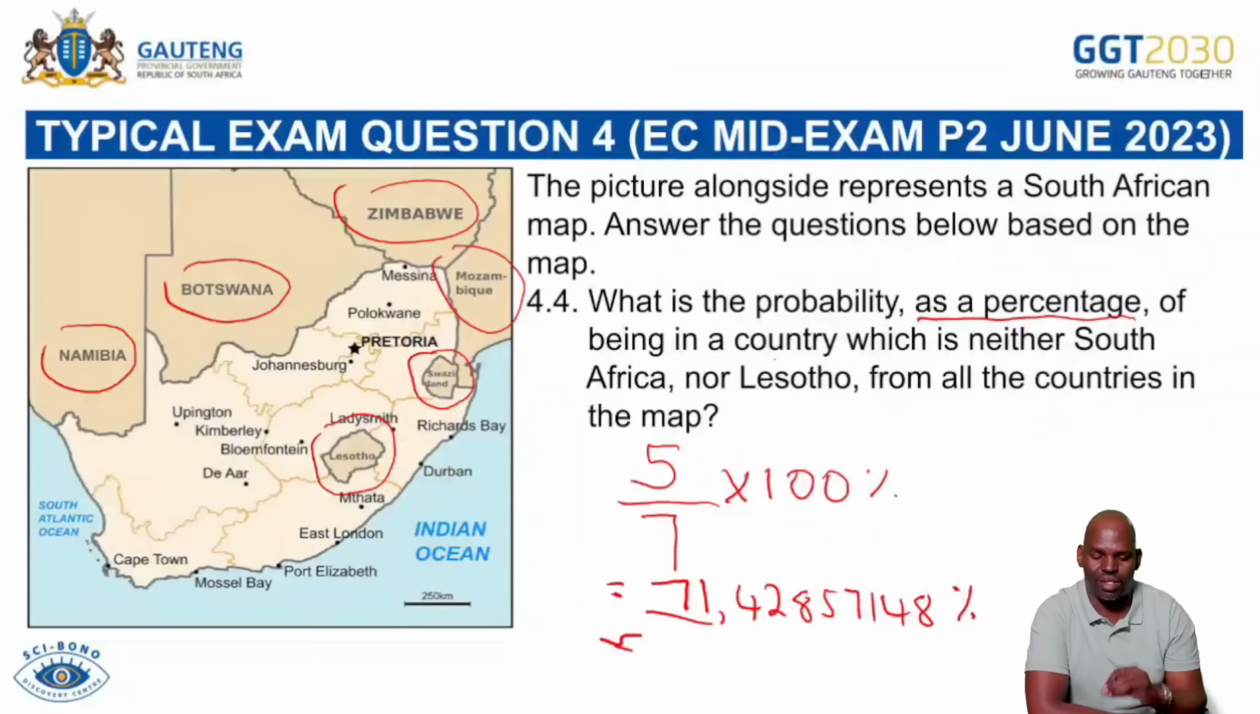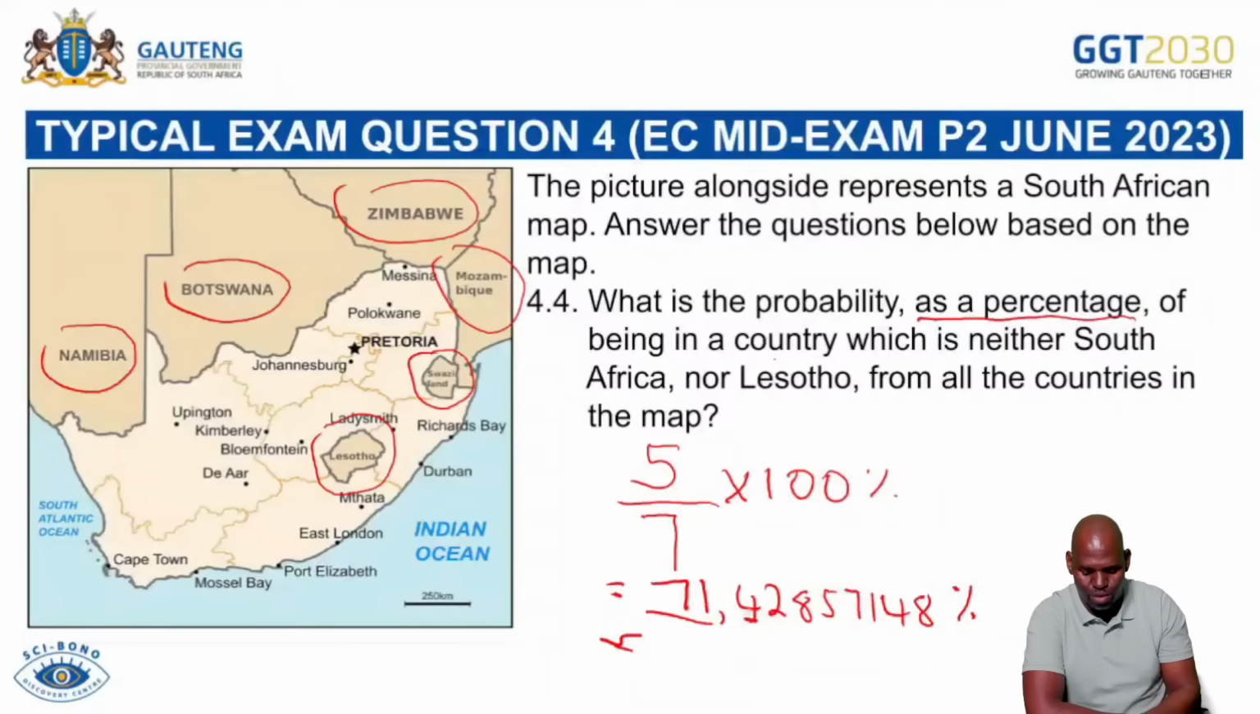But in this case, it's very important that you must first write down the original answer. So the original answer is this one on the calculator. Now you can round it off if you want to. Now rounding it off to the nearest percentage is going to be 71, because the first digit after the comma is less than 5. So therefore, this will remain the same.